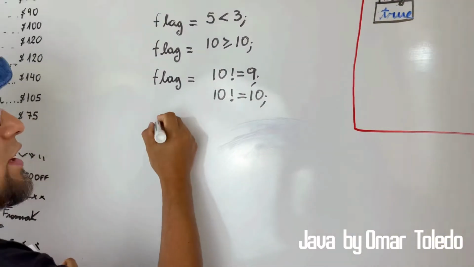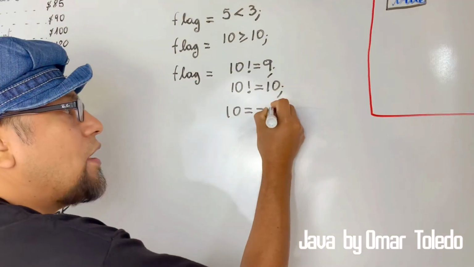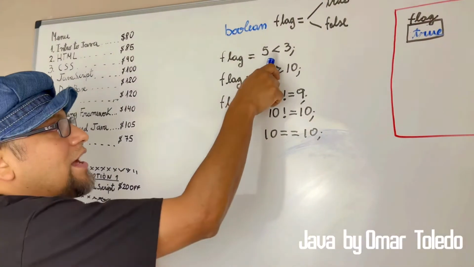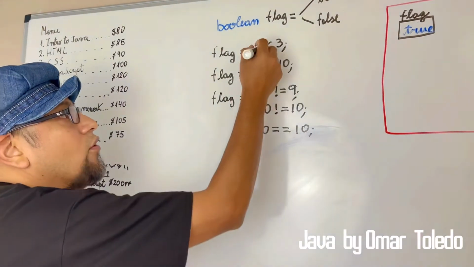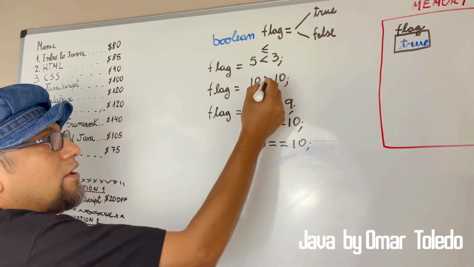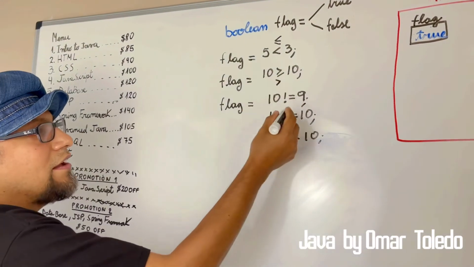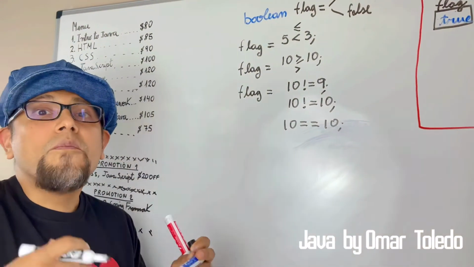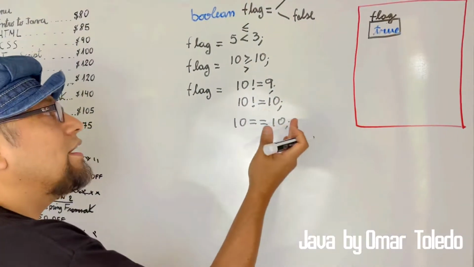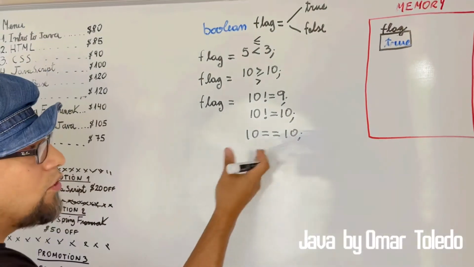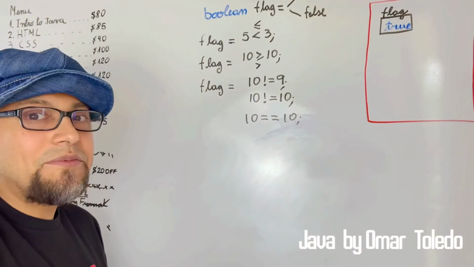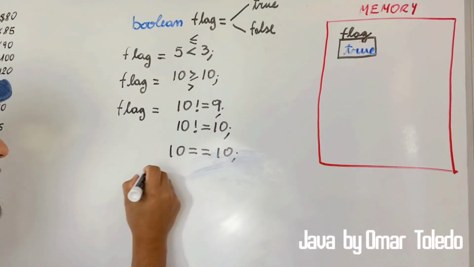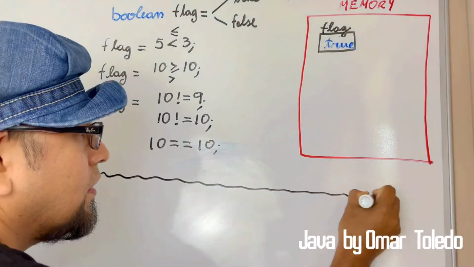Now, what if you want to compare 10 is equal to 10? True. So you have less than, greater than, less than or equal, greater than or equal, not equal, and equal to. These are comparison operators, and they help us compare. But there are other operators that are logical operators. These are the comparison operators, and here we're going to call the logical operators.